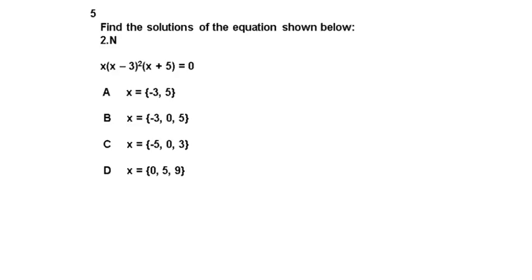Find the solutions of the equation shown below. Well, what you have here is we can take advantage of something called the zero factor property of algebra. And the zero factor property is quite simple. Sounds a lot more advanced than it is. Zero factor property: anything times 0 equals 0.